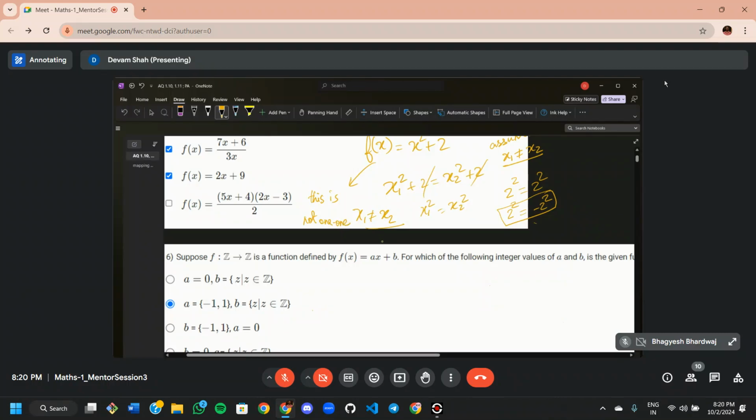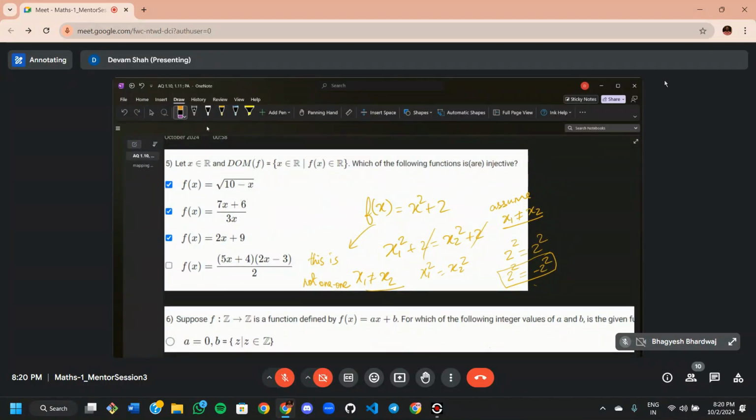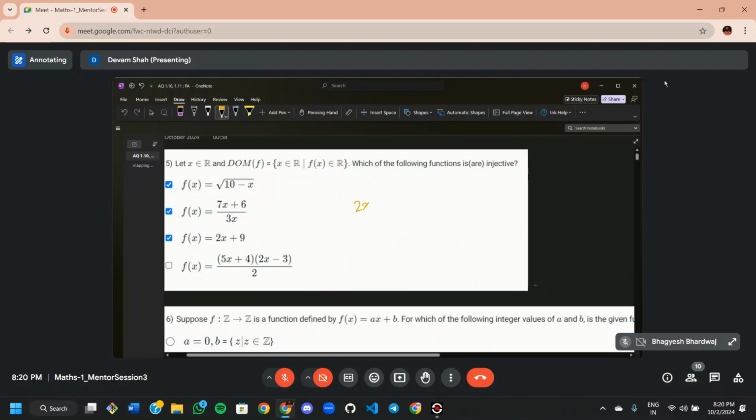Is this fine? You'll check similarly with the others. For example, let's take f of x equals 2x plus 9. Sir, can you solve it? Oh sure, I will do that. Is this fine? Correct? Understood till now, right? Now 9 and 9 get cancelled. 2x1 equals 2x2. So x1 equals x2. But what did we assume earlier?